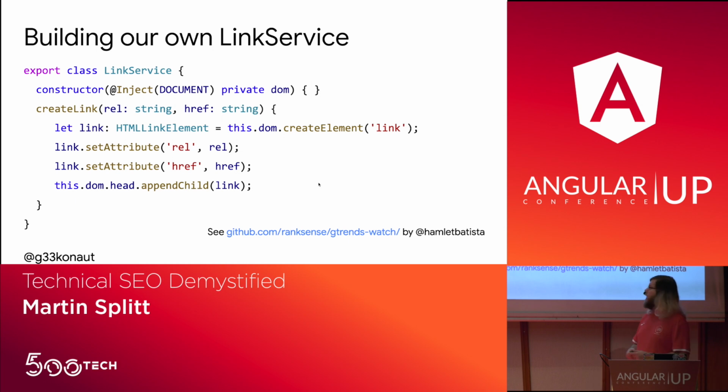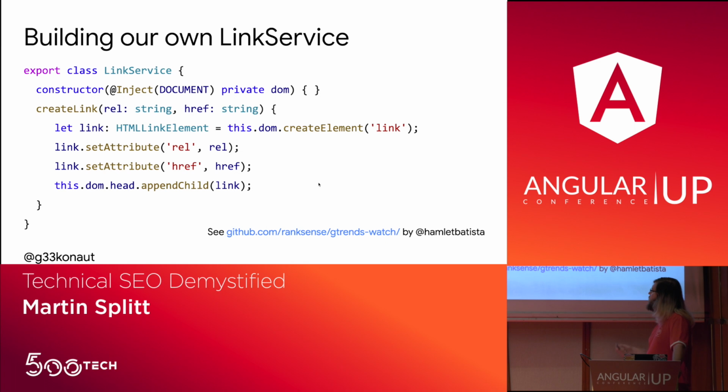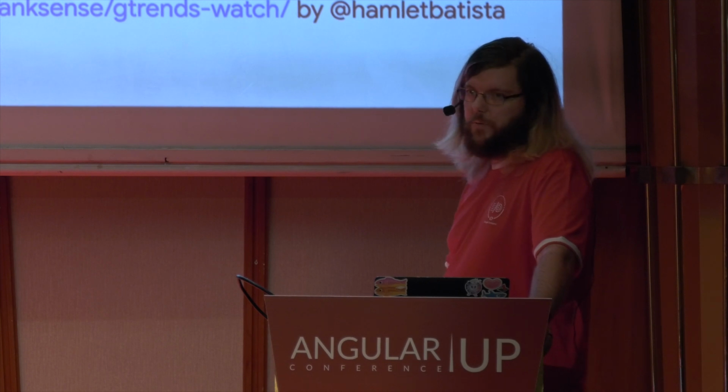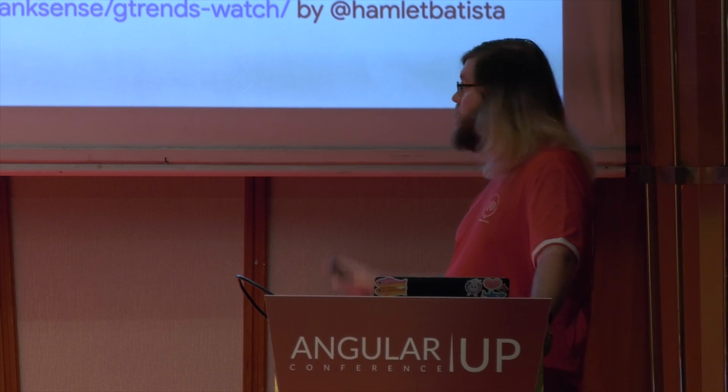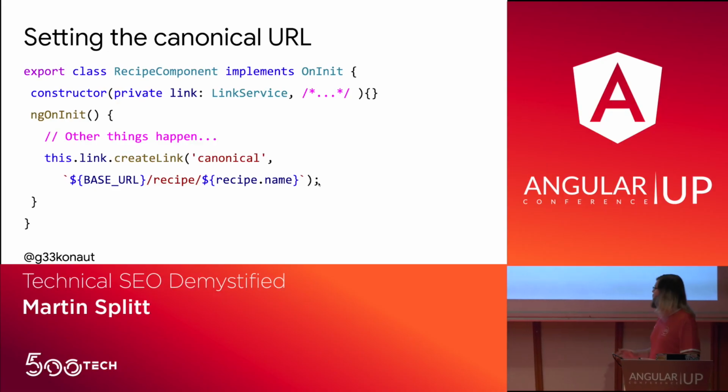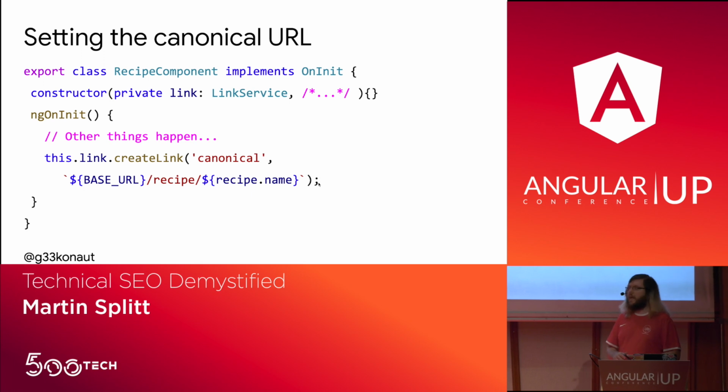But yeah, sure. What you can do here is you basically create yourself a service that injects the document, and then you create a link tag, and then you set the relation and href and put it in the head. That's what you need to do, and that's all you need to do. The cool thing is once you have your service, you can use it in your component and tell us what is the canonical URL that you want us to use. In this case, we have some configured base URL, and we want to use the recipe name in the URL rather than any IDs or something.